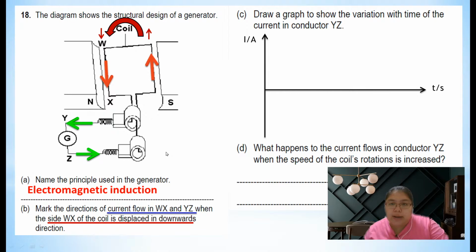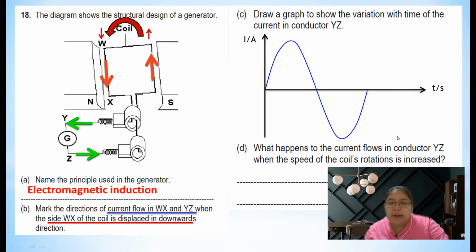Okay, now you need to draw the graph to show the variation with time of the current in the conductor YZ. So is this AC or DC? When you see the slip rings, sure it is AC. So for AC, how to plot the graph, it must go up and down. So we're going to show the graph up and also down. Okay, you need to plot all of it here, up and down.